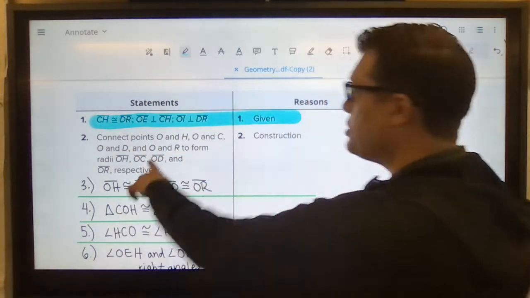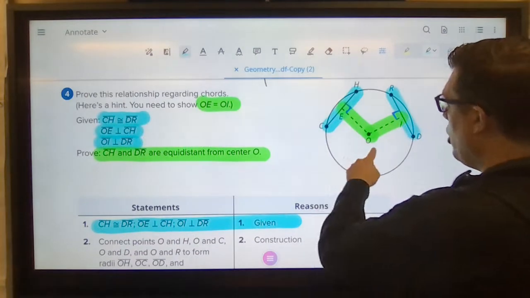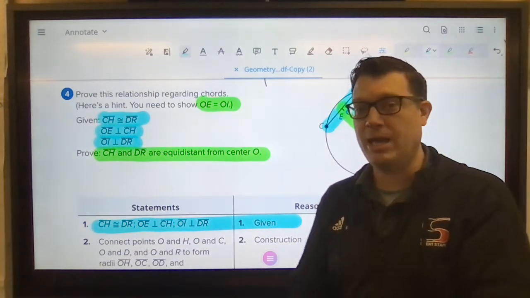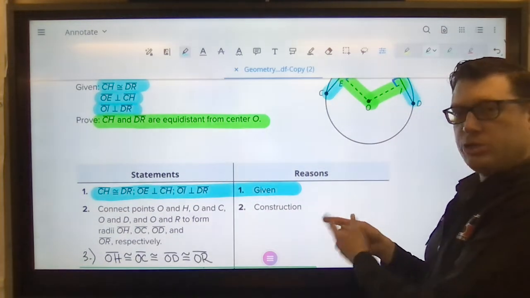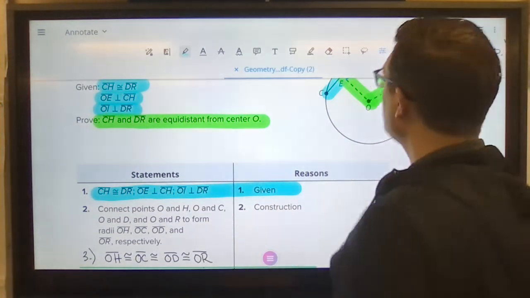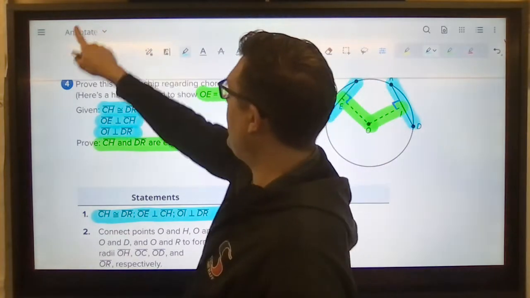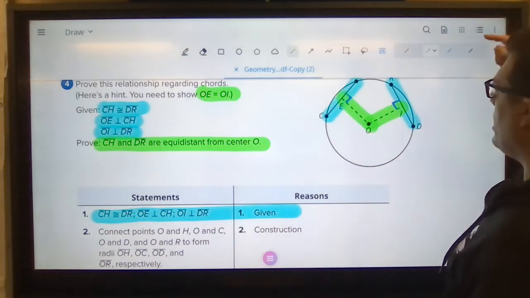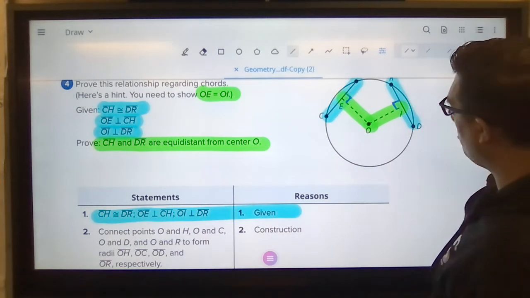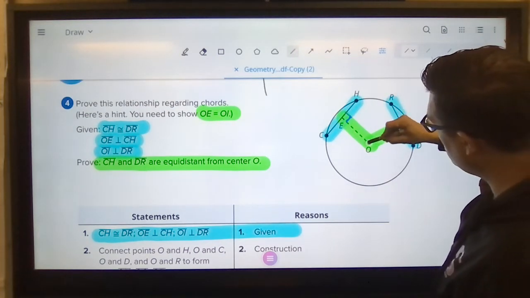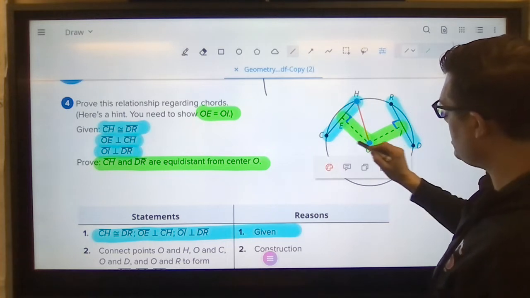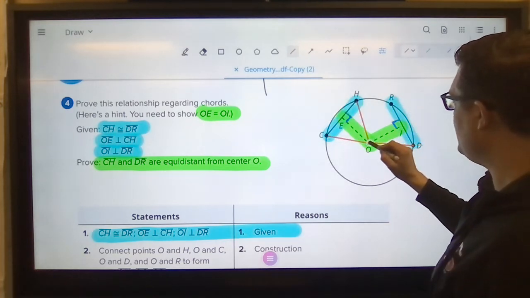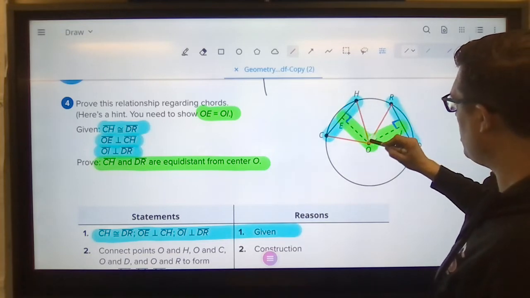So I'm going to go up to, and I'm going to connect point O to H, O to C, O to R, O to D. I'm going to draw them in, and it's going to happen by something we call construction, which just means make it. So with our line tool, we're going to draw in the line. Let's draw in, I guess I'll use red. We'll draw in the line from O to H, O to C, O to D, and O to R.